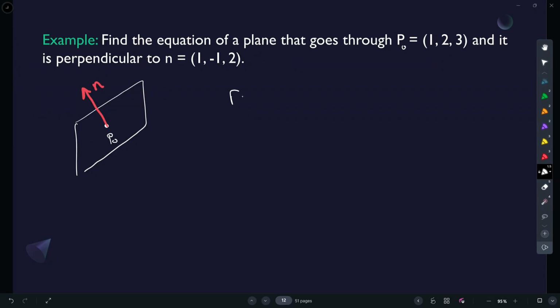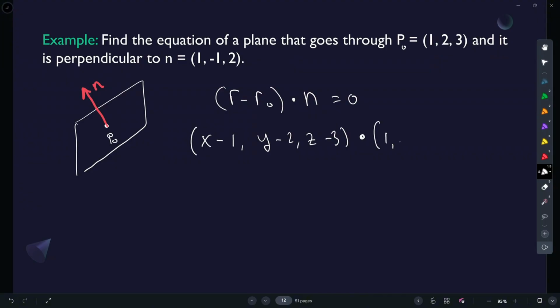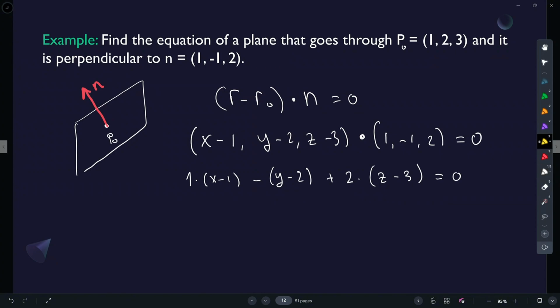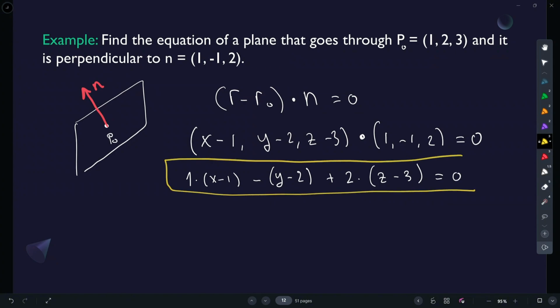So we want, it was something like (r minus r0) dot n is 0, which in this case is the vector x minus the position vector for P0, dot with n, which is 1, minus 1, 2, has to be 0, so they're perpendicular. And that gives me 1 times (x minus 1), minus 1 times (y minus 2), plus 2 times (z minus 3) is equal to 0. This is what we call the scalar form.